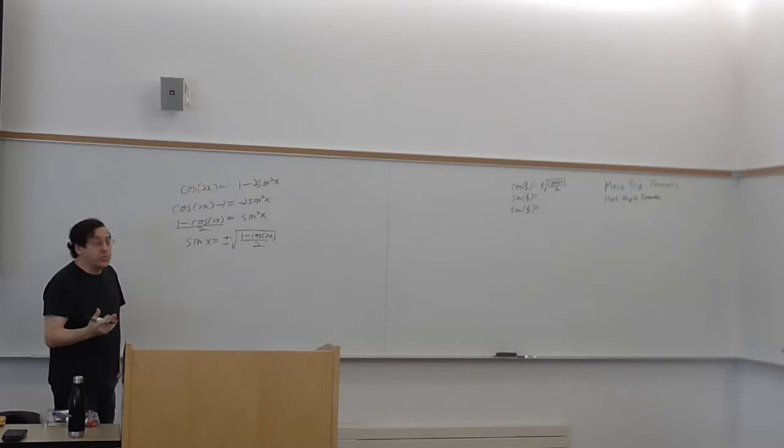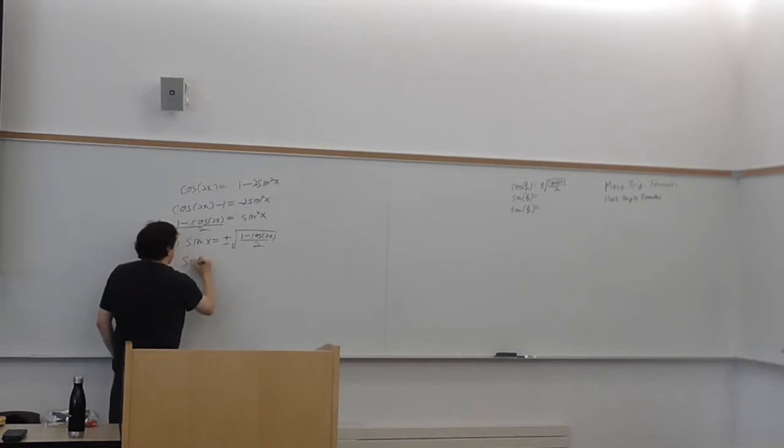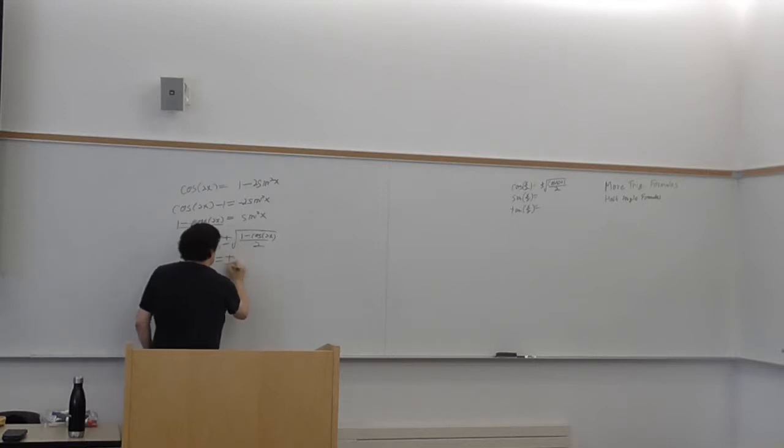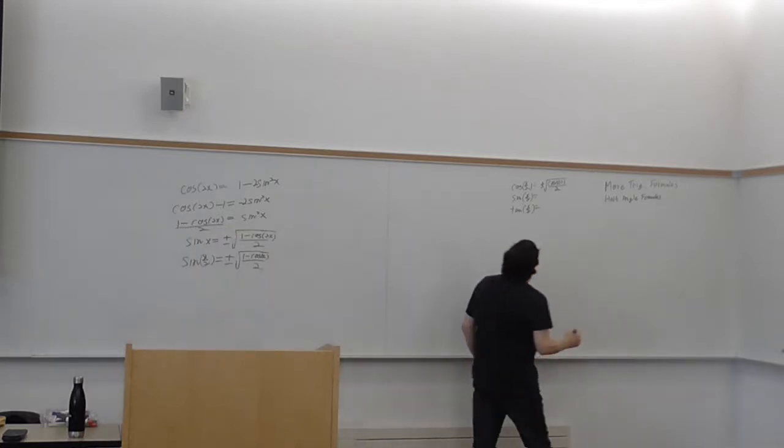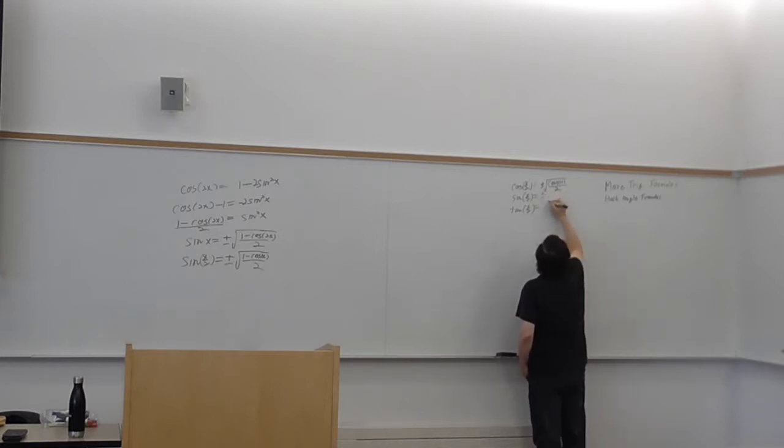And again, I'll just substitute here. Sine of x over 2 is now plus or minus the square root of 1 minus the cosine of x over 2. So that's my equivalent formula for the sine of x over 2.